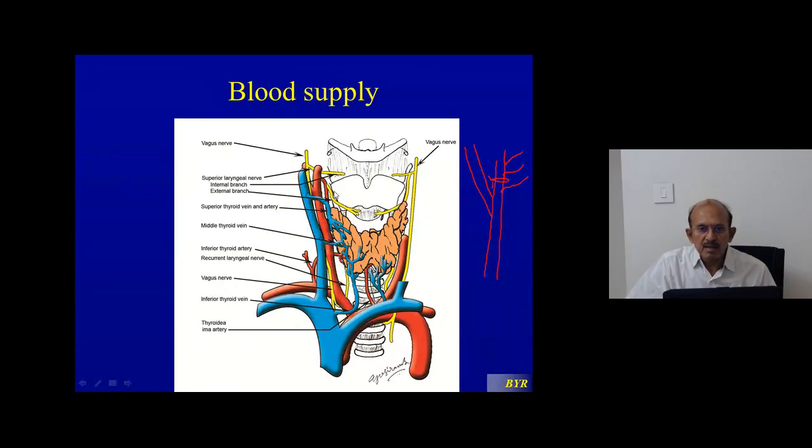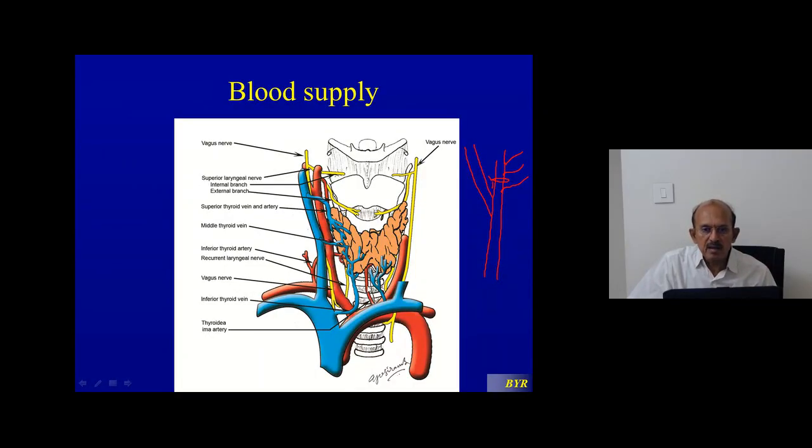So the blood supply of the thyroid gland, arteries: superior thyroid artery. Second one is the inferior thyroid artery. There are only 2 arteries on each side, superior and inferior. The venous drainage: superior thyroid vein, middle thyroid vein, inferior thyroid vein. There are three veins.